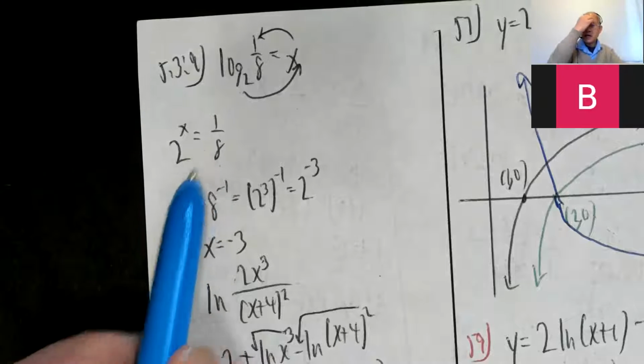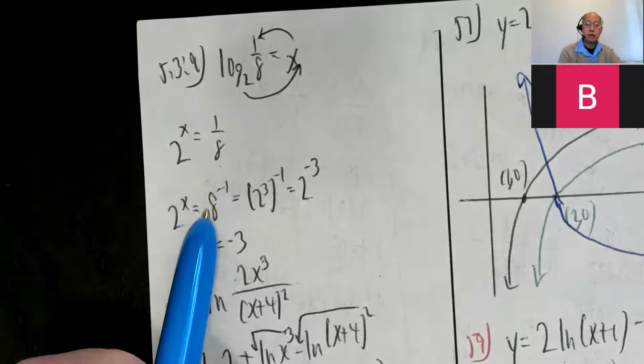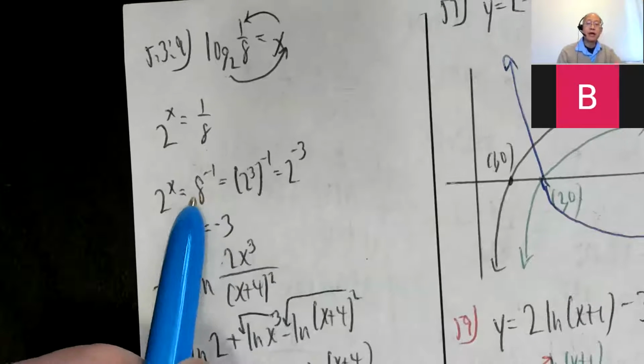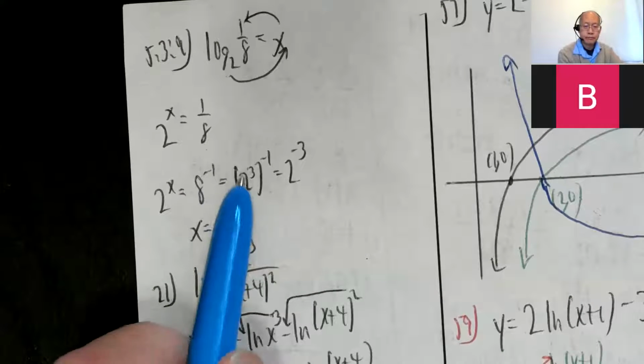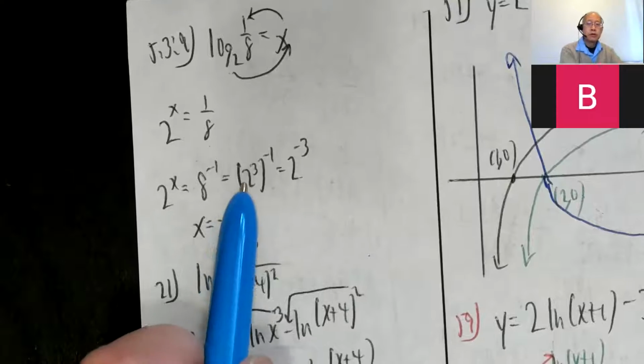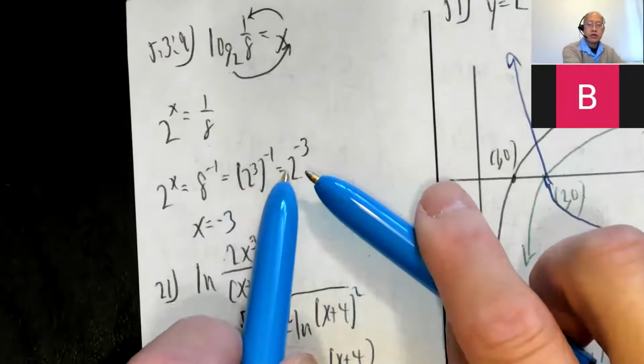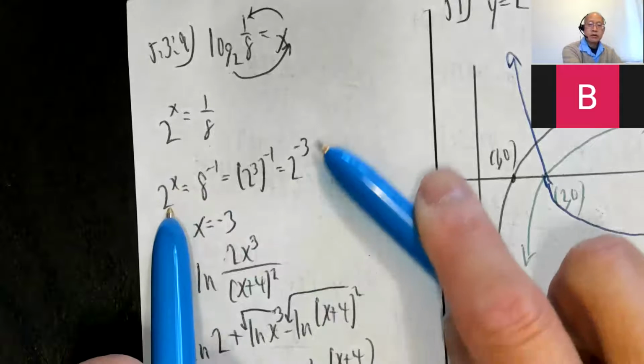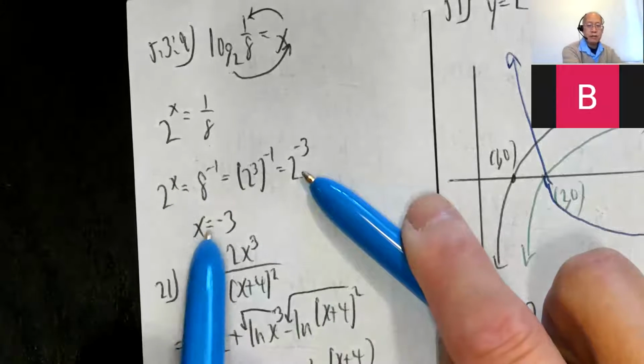Okay, 1/8, I'm going to write as 8 to the -1 from algebra, right? And I know 8 is 2 cubed. So 2 cubed to the -1 is 2 to the -3. And now you can look at these two, right? 2 to the x equals 2 to the -3, then that exponent has to be -3.